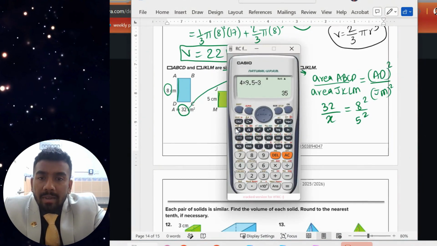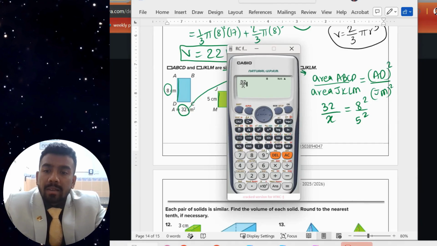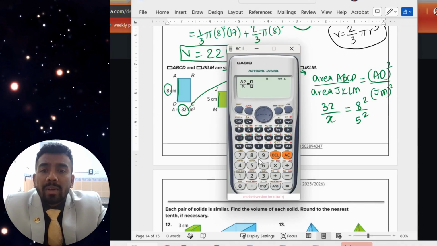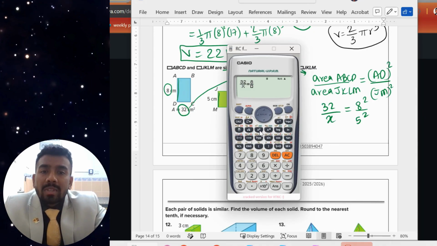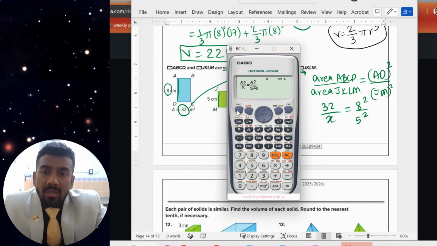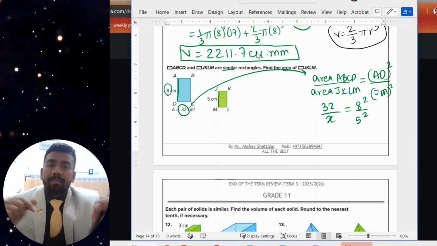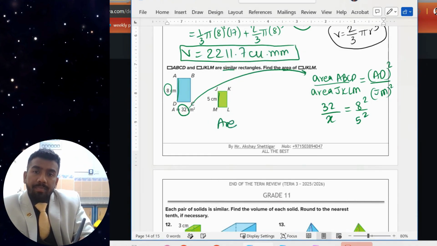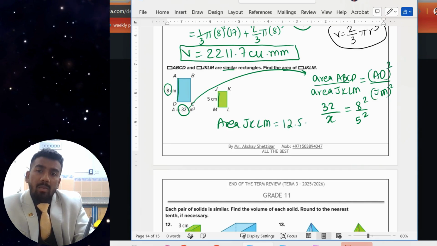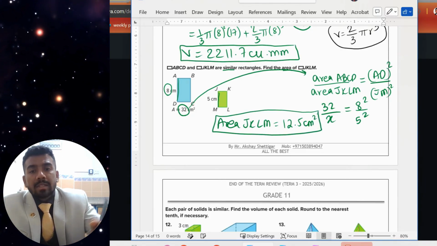That's my favorite part. So we do 32 over alpha X. The main reason for using shift solve is that you are grade 11, you know how to cross multiply, so let's not waste time on it. As we have to go with the technology, do shift solve. So what's the area? 12.5. That's the area of JKLM. What's the unit? Centimeter squared. Okay, easy peasy. That's how you do it.